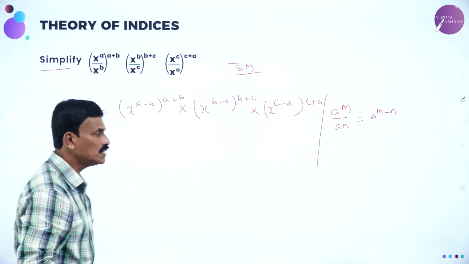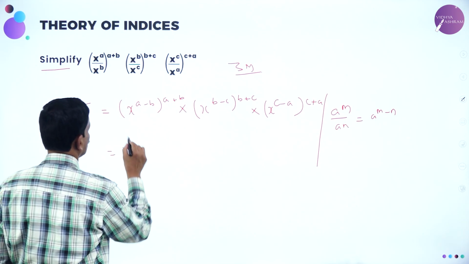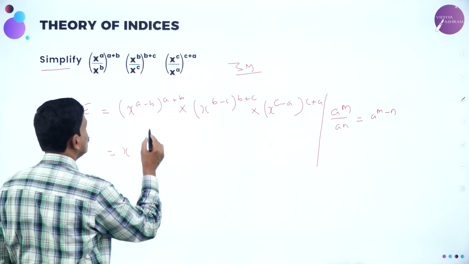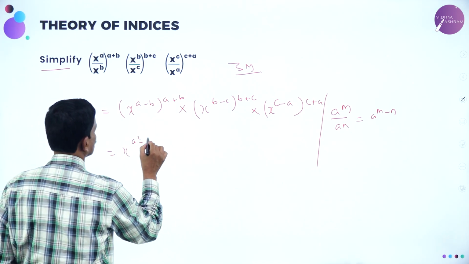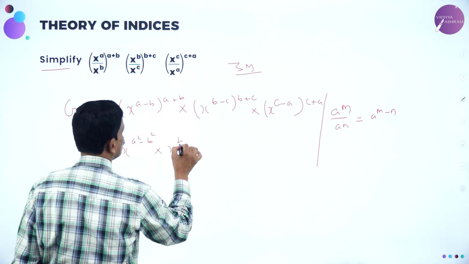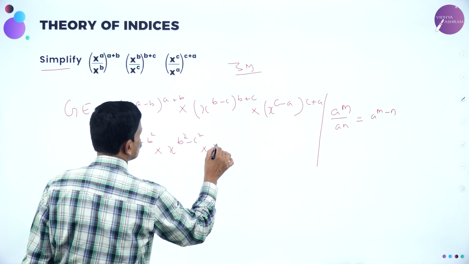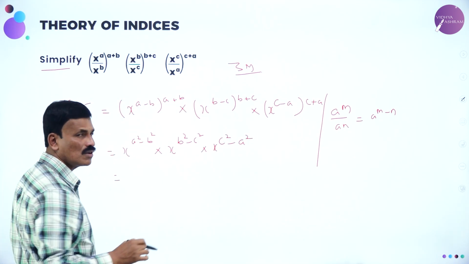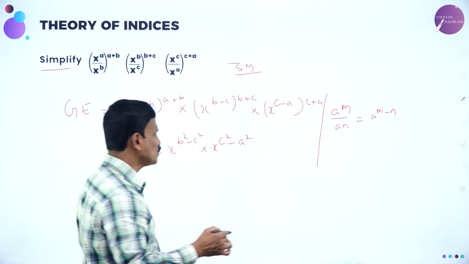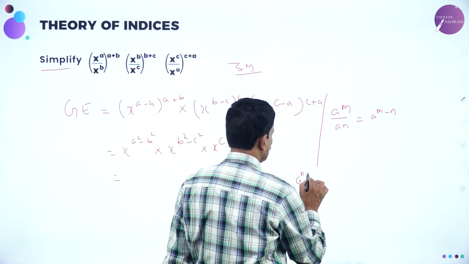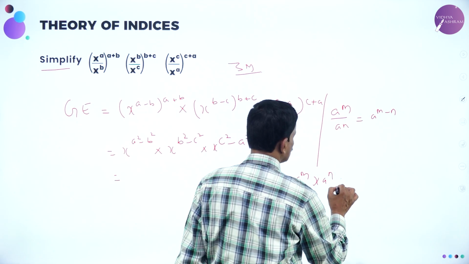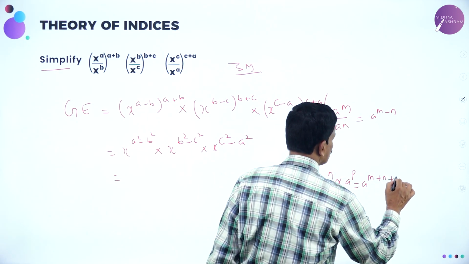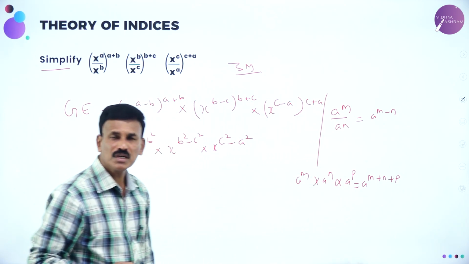Now again this is equal to x to the power of, by the law of indices, third law, a raised to m whole raised to n is a raised to mn, a square minus b square into x to the power of b square minus c square into x to the power of c square minus a square. Now again using law of indices, first law, a raised to m into a raised to n into a to the power of p is equal to a to the power of m plus n plus p.